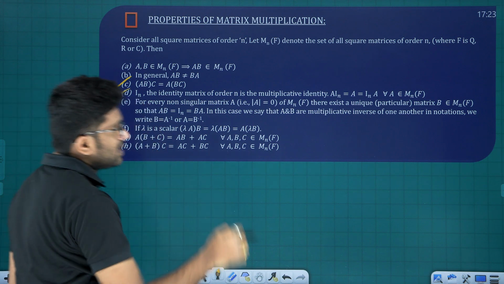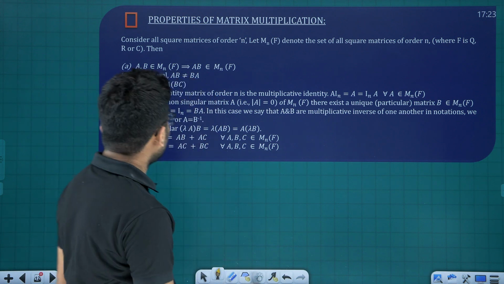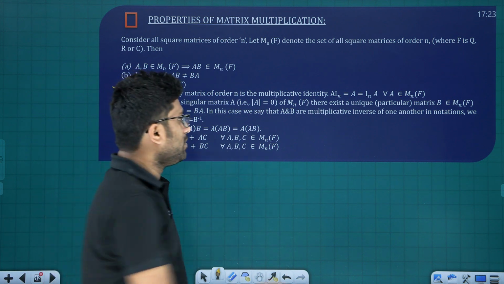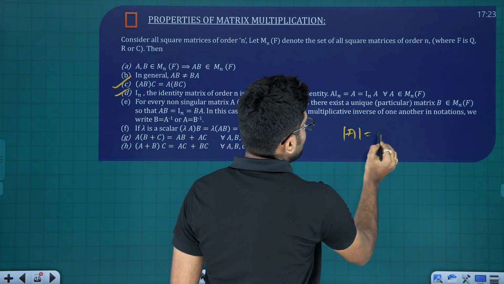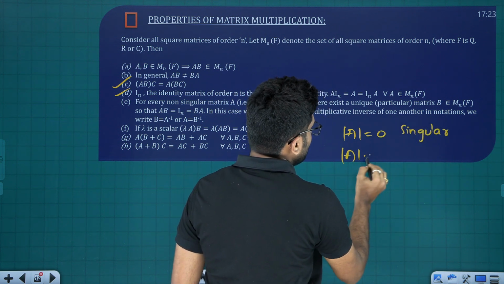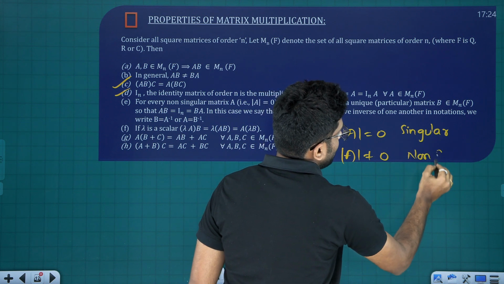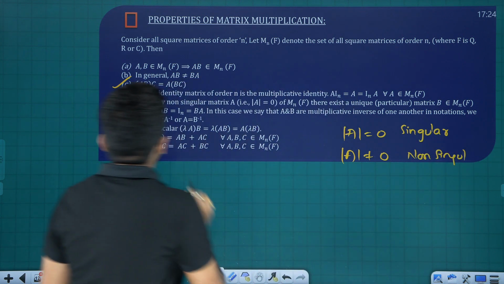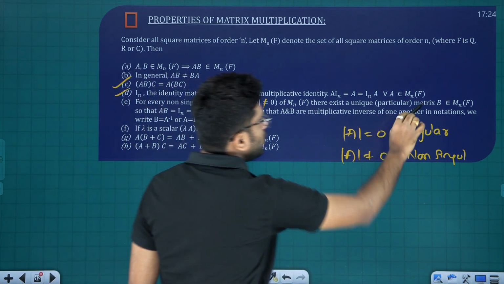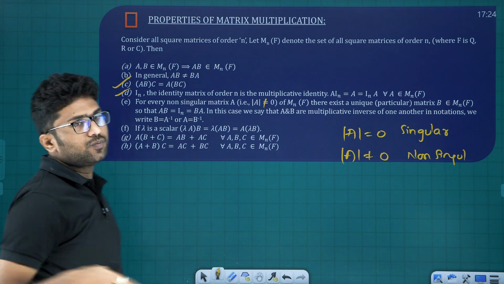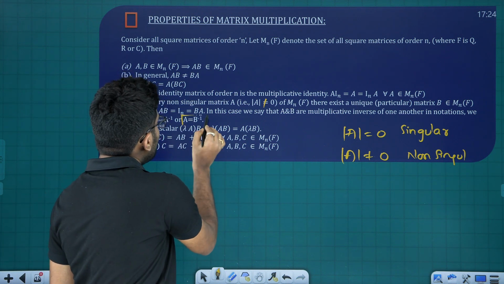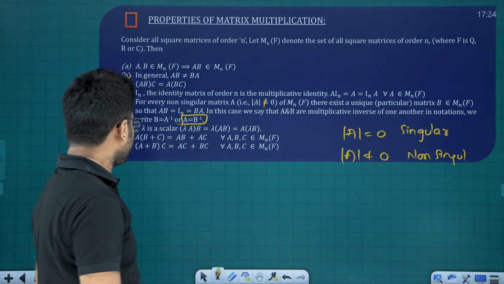Next, I_n is said to be the identity matrix, the multiplicative identity. Next, for every non-singular matrix, non-singular means the determinant of the matrix is non-zero. If the determinant is 0, it is a singular matrix. If the determinant is non-zero, then it is a non-singular matrix. Now, for every non-singular matrix, that is det A not equal to 0, there exists a unique matrix B such that A into B is equal to B into A is equal to I_n. That is, B is the inverse of A. So B is the inverse of A, and we say multiplicative inverse.